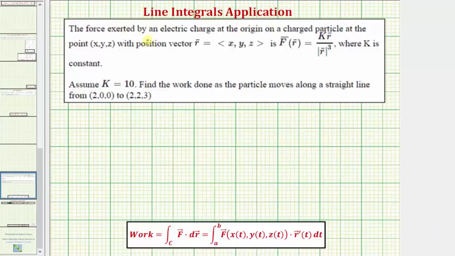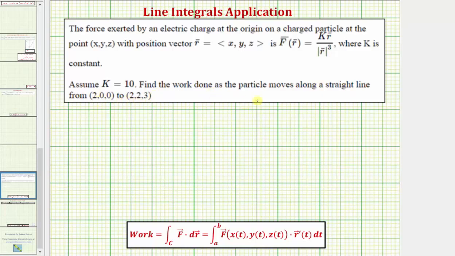The force exerted by an electric charge at the origin on a charged particle at the point x, y, z with position vector r is F of r equals k times r divided by the magnitude of r cubed, where k is a constant. Assume k equals 10. Find the work done as a particle moves along a straight line from the point (2, 0, 0) to the point (2, 2, 3).